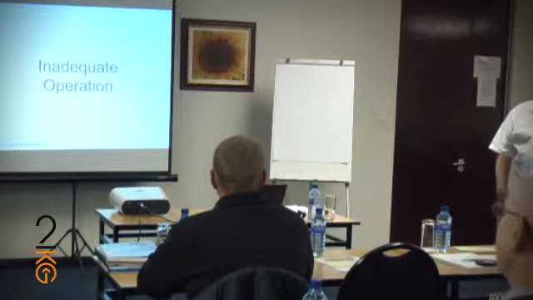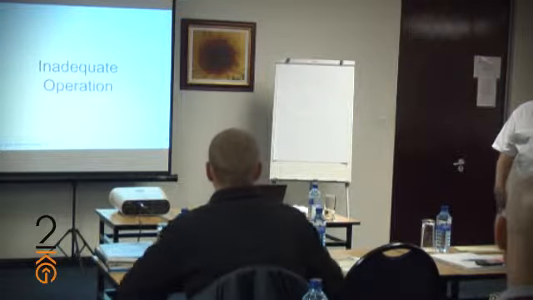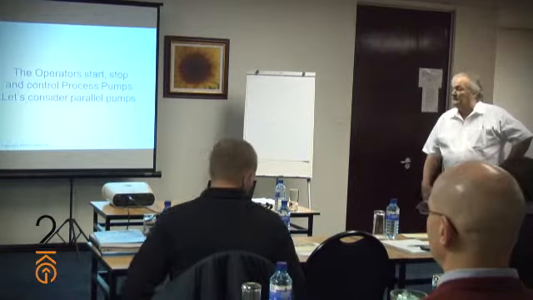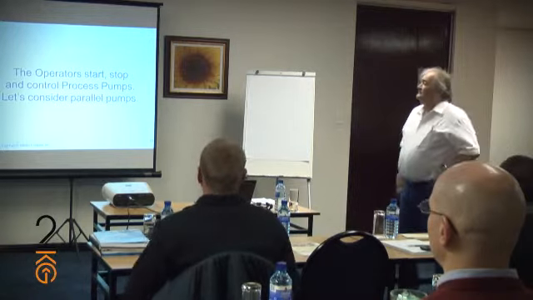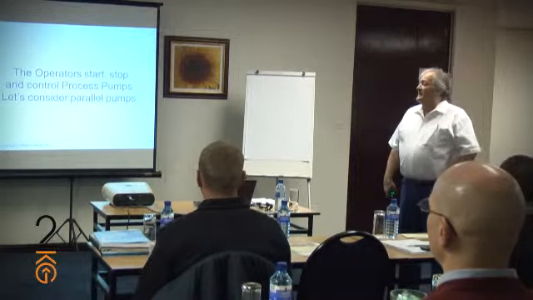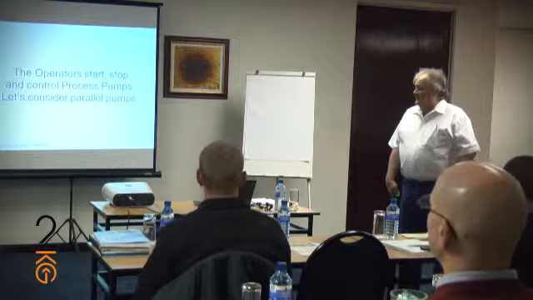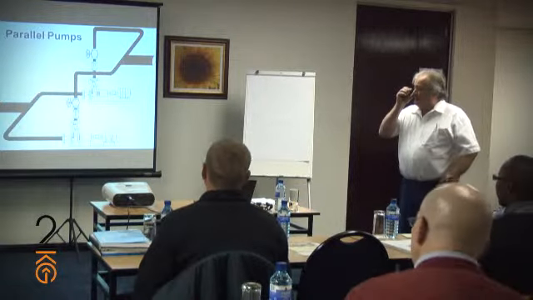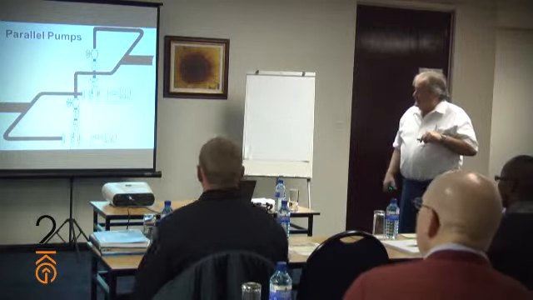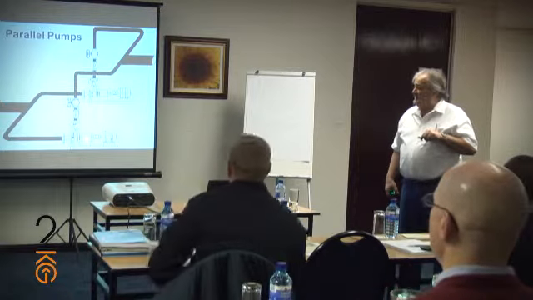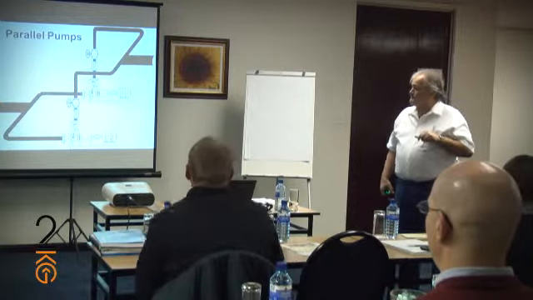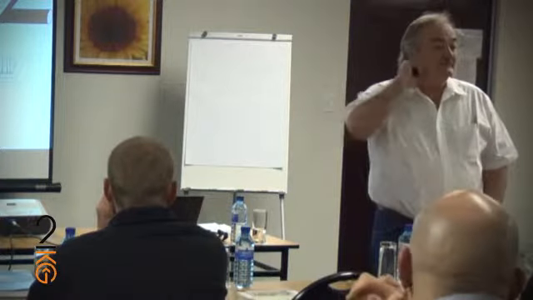Here's an example of bad or inadequate operation. The operators start, stop, and control the process pumps. Let's look at some pumps. These are parallel pumps, meaning they are two pumps side by side. Now, alternating pumps cannot run in parallel. Parallel pumps can alternate or run together, but alternating pumps cannot run in parallel.